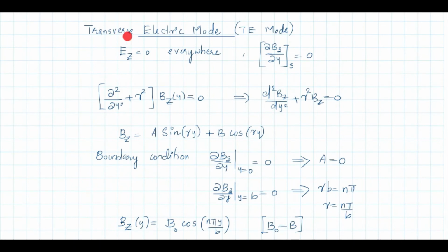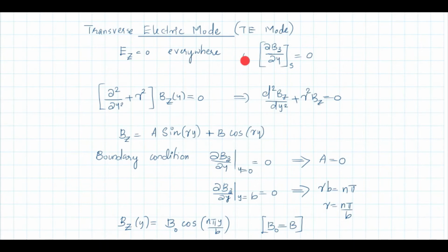Now what is transverse electric mode? Transverse electric mode means Ez equal to 0 everywhere. There is no longitudinal component for electric field. That is, no component along the z direction or propagation direction. Component is only along transverse direction. That is why it is called transverse electric. Transverse electric mode. Ez equal to 0 everywhere.